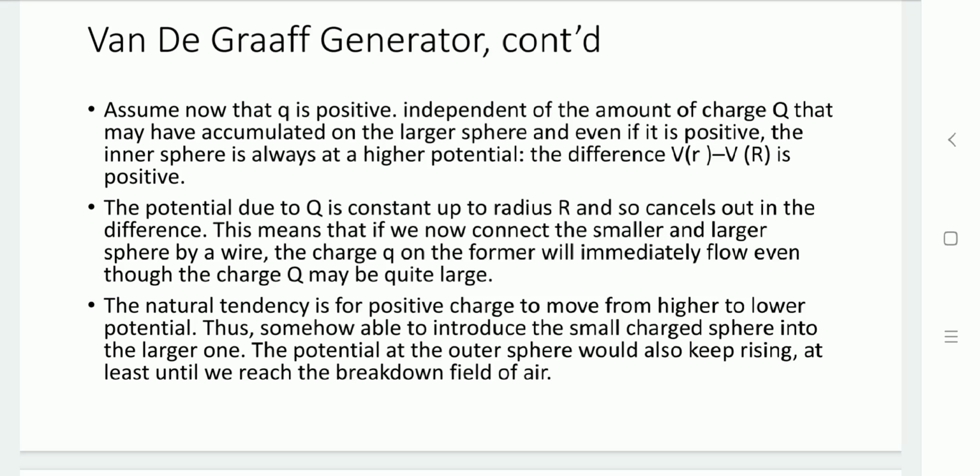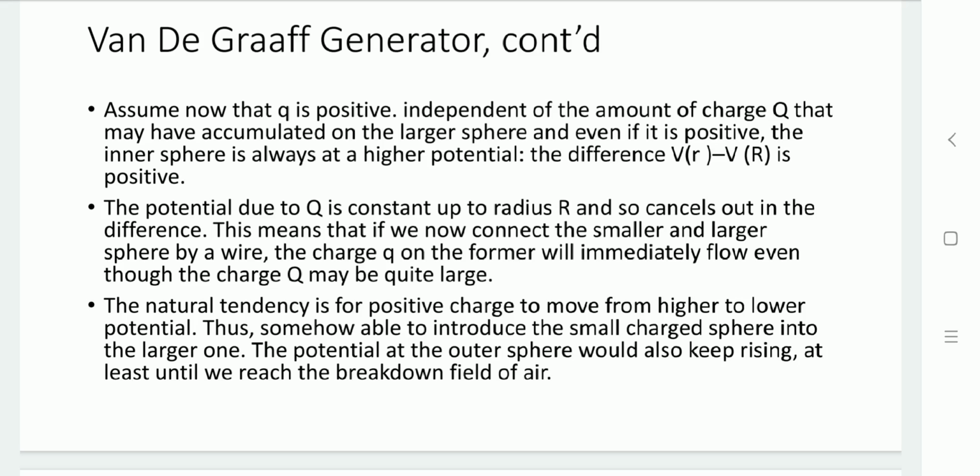The potential due to Q is constant up to the radius R on the same spherical part. Since the potential is constant, it cancels out in the difference, because there is no potential difference due to it. So that potential difference is 0.